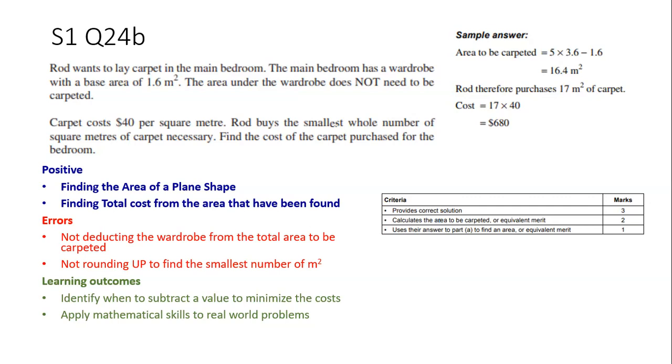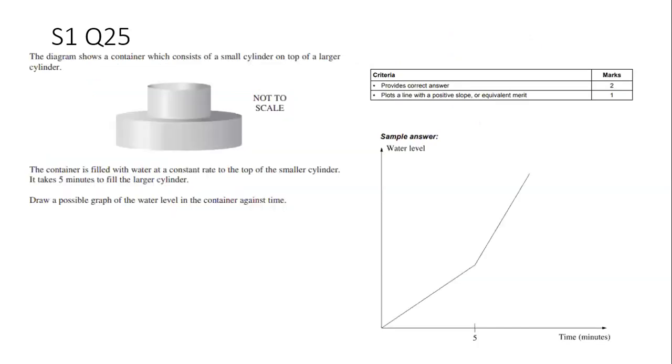All right, the last one in standard one was a container with the filling of water. Now, with this, the graph was actually provided to the kids, they just needed to draw onto it. Now, it did say it takes 5 minutes to fill the larger cylinder. So we did see some kids do the graph upside down. So they actually thought it was a smaller cylinder filling first, perhaps. And with it being a possible graph, what we were hoping for was obviously the straight line, a linear graph with a change after 5 minutes.